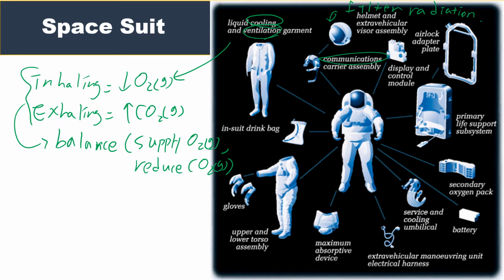When it comes to the life support subsystem on the back, we all know what it provides, mostly gas and water, something like that. It provides cooling through an umbilical cord. Batteries are involved in there too. We also have a secondary oxygen pack that goes along with the primary support system. And the torso assembly and gloves are all made of specific materials, which we're going to see in the other video.